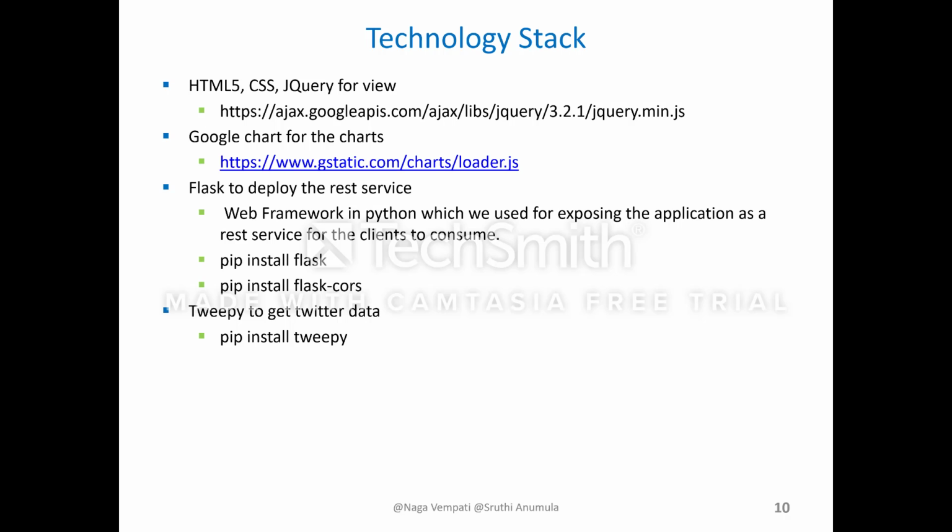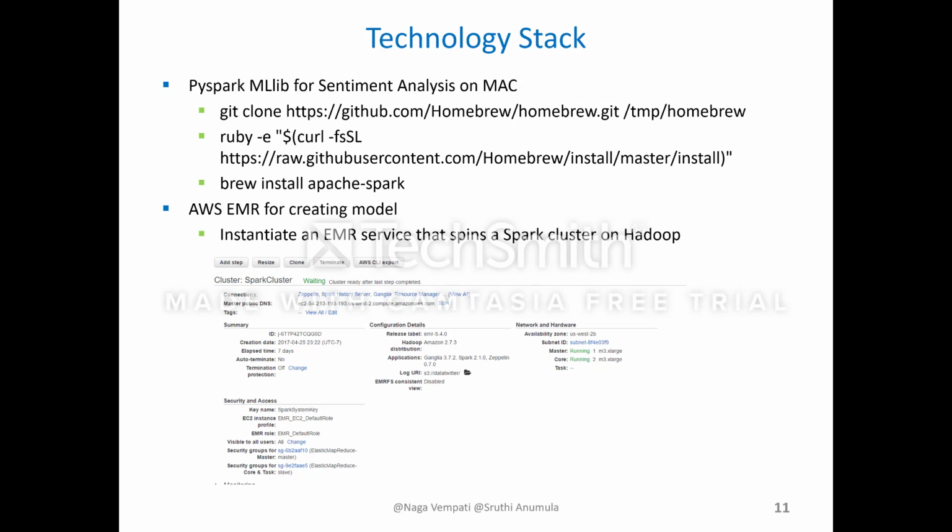Technology stack. We have used HTML5, CSS, jQuery for producing views, Google Charts for producing visualizations in the user interface, Flask to deploy the REST service, Tweepy to get Twitter data. Our sentiment analysis model is on Spark. So to install PySpark on Mac, we have used a brew script. You can get the script from the Git repository as shown and use it to install Apache Spark. It manages the installation for us. We have also instantiated an AWS EMR cluster from the AWS console.